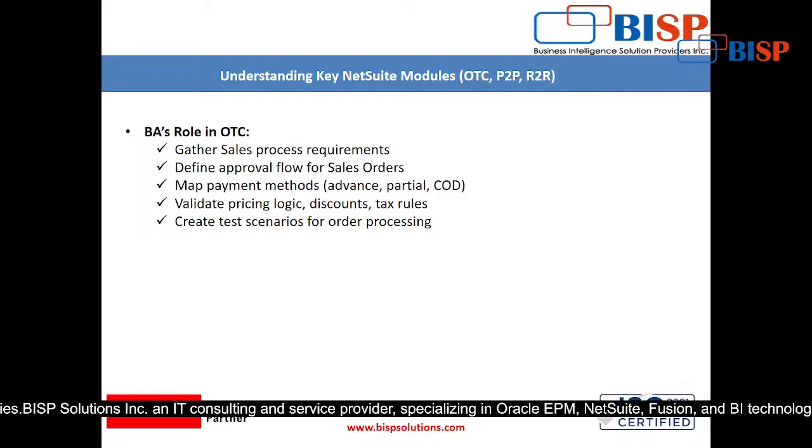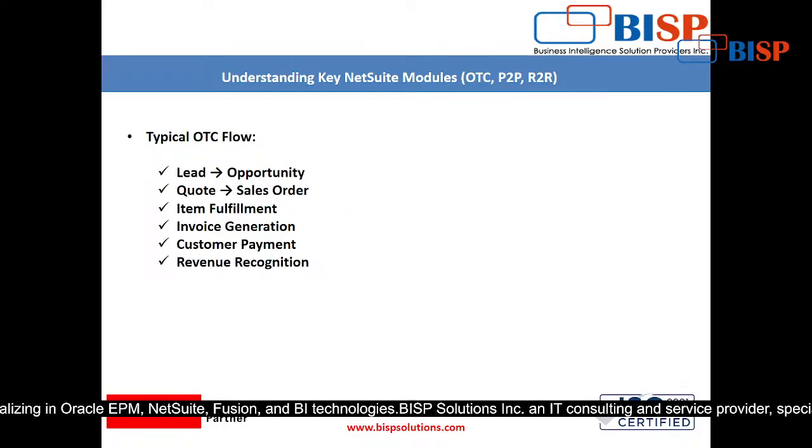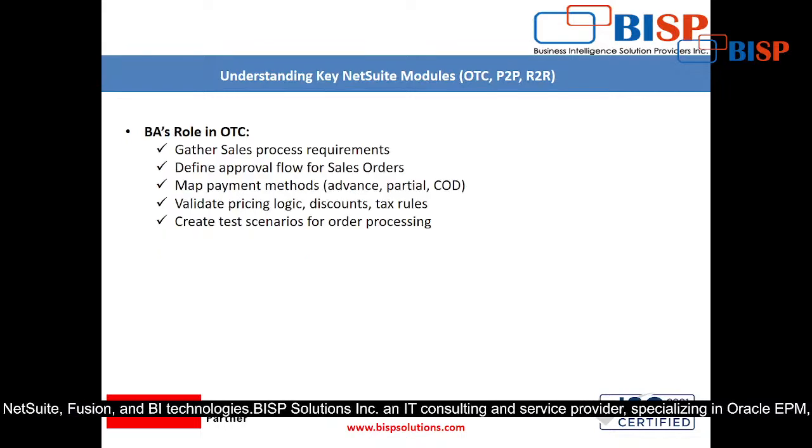So guys, this is all about O2C, order to cash. First of all, the customers are created, then the sales order is created, then inventory fulfillment, then once it is shipped, inventory is automatically deducted, then the invoicing, then the payment collection, then accounts receivable, accounts will be updated. Similarly, you can see here item fulfillment, invoice generation, customer payment, revenue recognition, right?